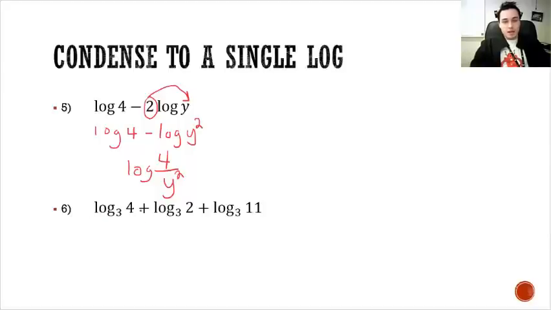Here I don't see any coefficients in front of any of these, so I don't have to worry about that. But what I do need to do is, because I have all this addition, all of these are going to multiply together. It's going to stay the same base, but they're all going to multiply together. So it's going to be log base 3 of 4 times 2 times 11. Well, let's simplify that. 4 times 2 is 8. 8 times 11 is 88. So then the answer is log base 3 of 88.